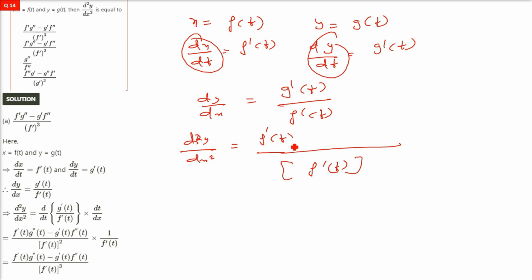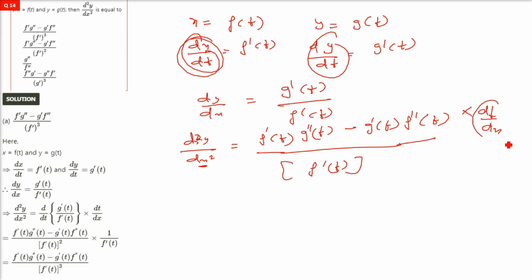It's going to be f dash t whole square, f dash t into g double dash t minus g dash t into f double dash t. We will not stop here because we are differentiating with respect to x, but only t is there on the right hand side. So dt by dx will also come. dx by dt is f dash t, so you can take the reciprocal and write it as 1 by f dash t. f dash t we already have square, so it will be f dash t whole cube in the denominator. So you just find out whichever is suiting your answer and just check it, because there are 4 options.